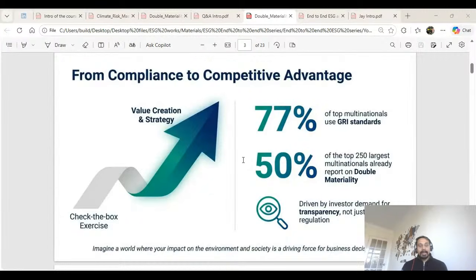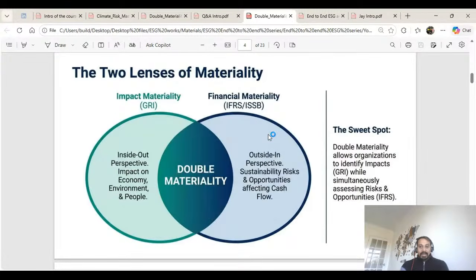So double materiality helps convert ESG risk into business intelligence. You can give different types of examples to every type of client if you are in consulting companies. You can give various case studies to your clients on the double materiality assessment, which is a very important thing. For double materiality assessment, there are two lenses of materiality that you need to understand. The first one is impact materiality, which is called inside out.